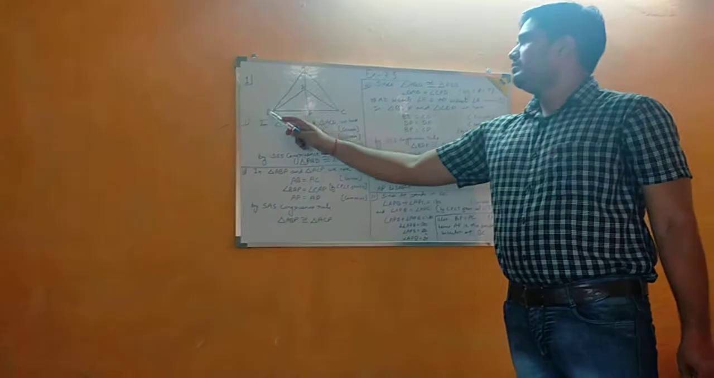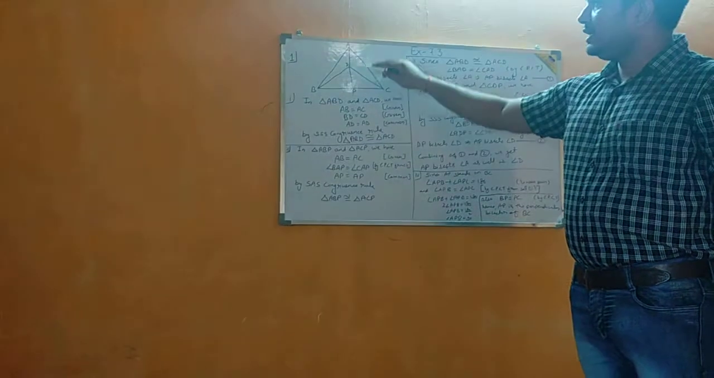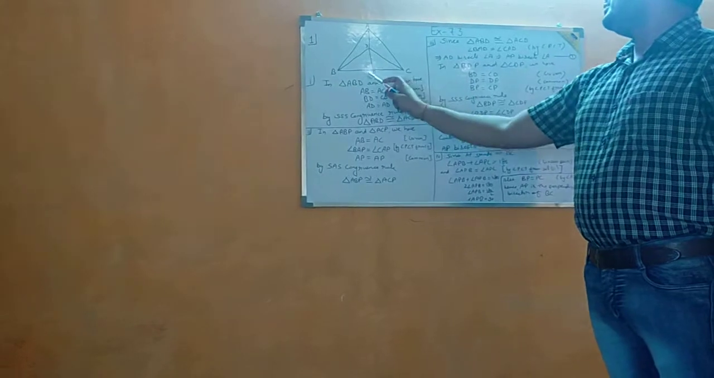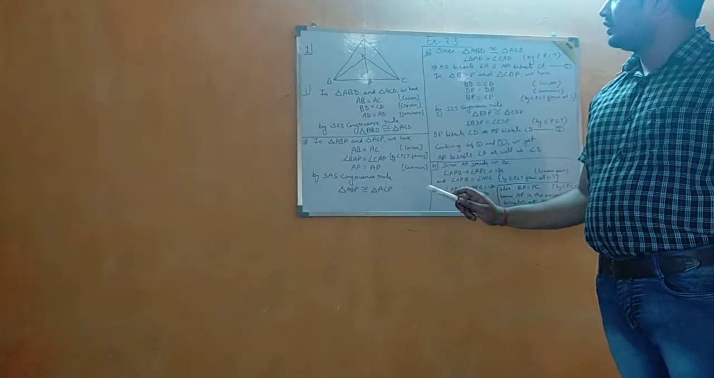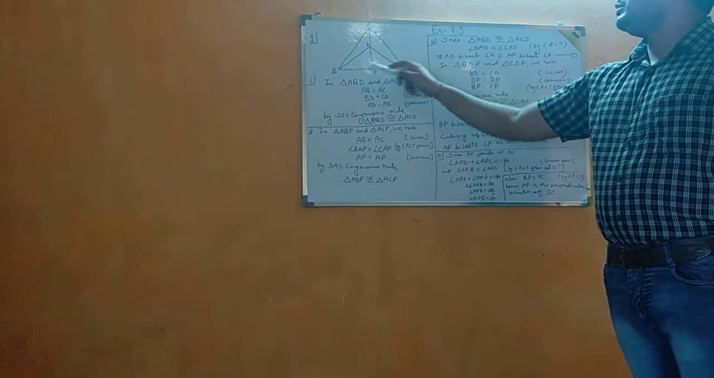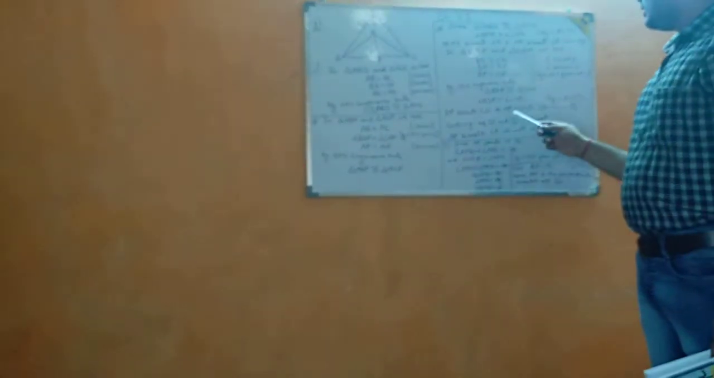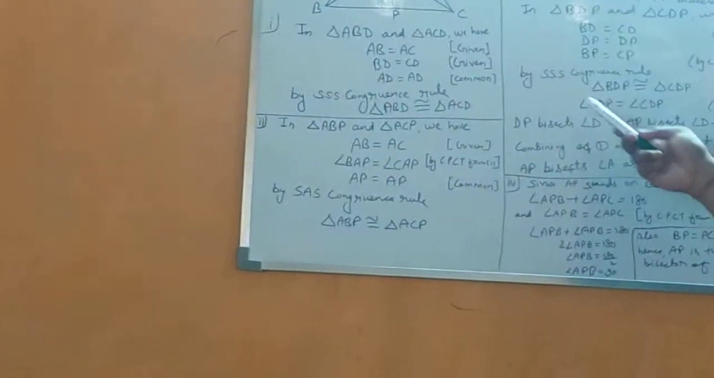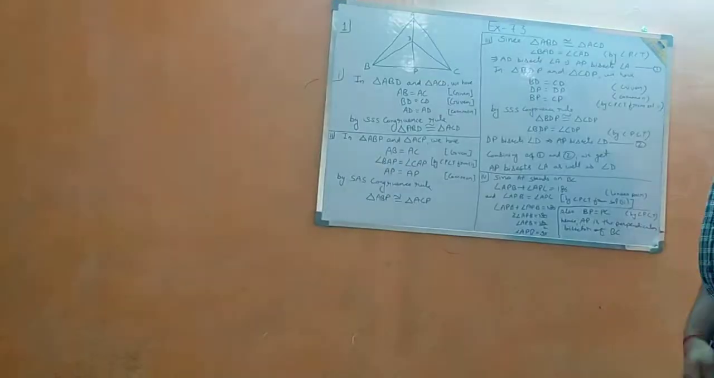Now we take triangles BDP and CDP. In this, BD is equal to CD, DP is common, and BP equals CP by CPCT. You know students, in second part we proved triangles ABP and ACP congruent. So BP and PC are equal by CPCT. So by SSS congruence rule, triangle BDP is congruent to triangle CDP. Now we can write angle BDP equals angle CDP by CPCT.